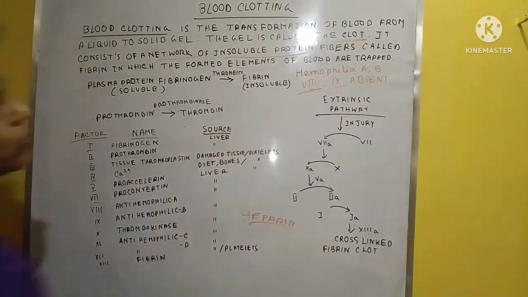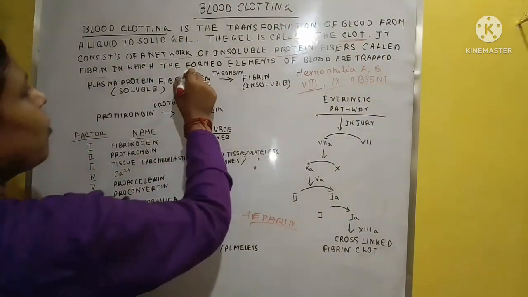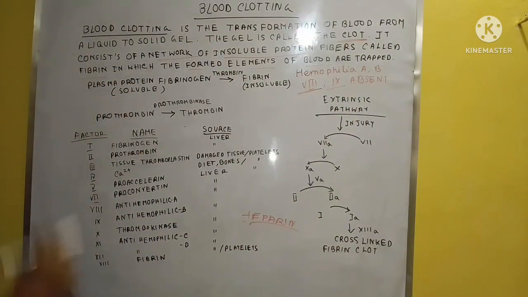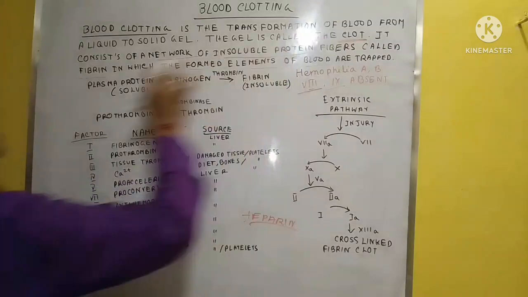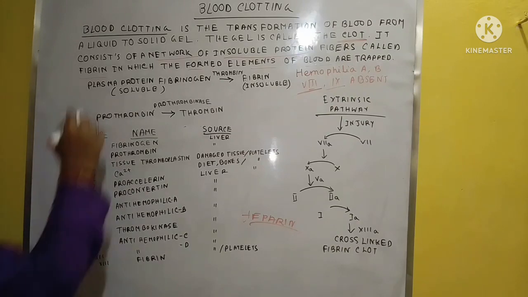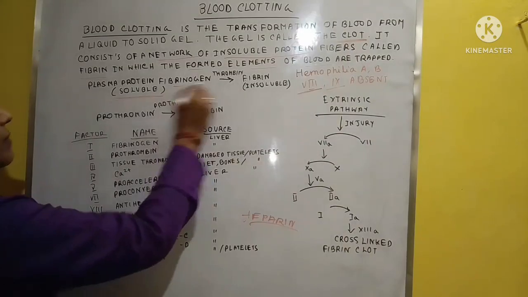So first of all, what we learned here is that the clot consists of a network of insoluble protein fibers, called fibrin, in which the formed elements of the blood are trapped. It is very important, the fibrin that helps in blood clotting. The soluble protein present within the plasma is called fibrinogen.